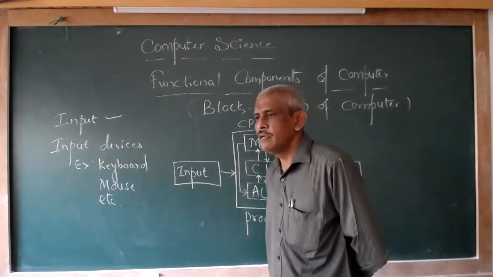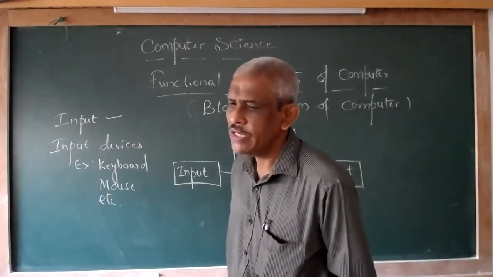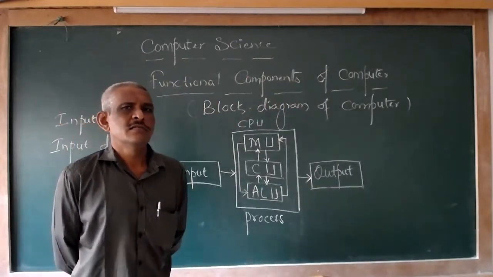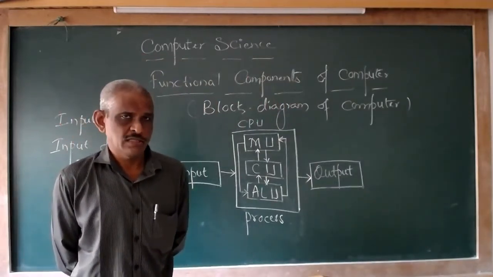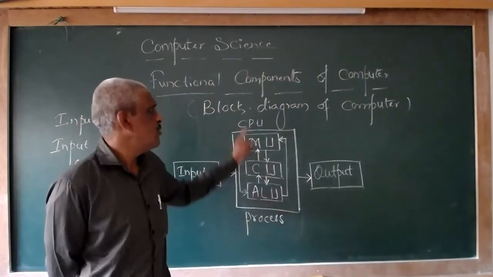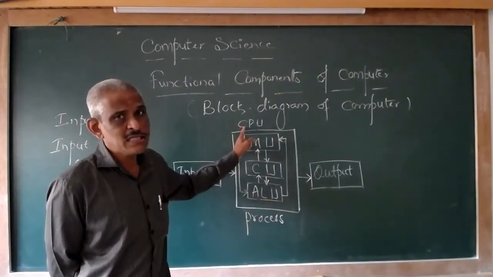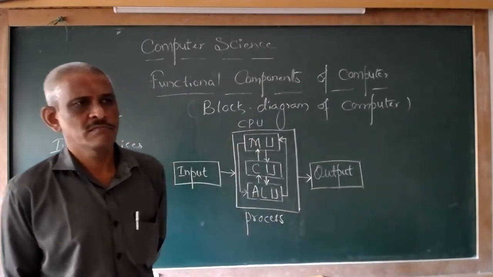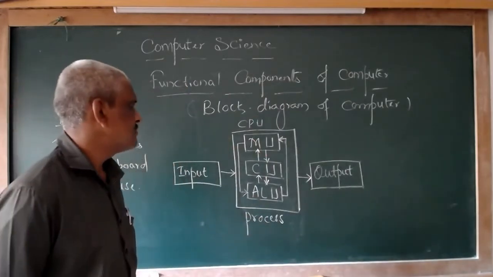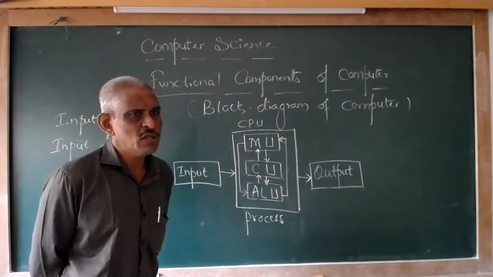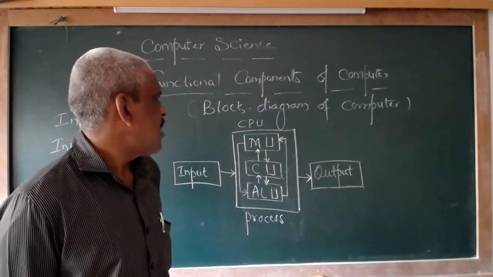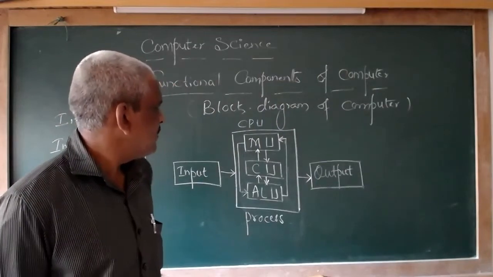Now, the CPU of the computer is considered as the brain of the computer. The CPU of a computer is called the brain of a computer because it performs all the operations. Now, we start one by one.